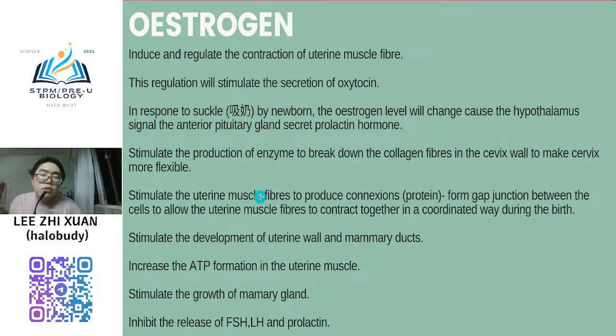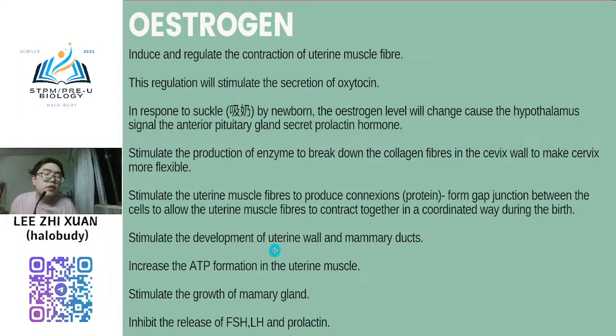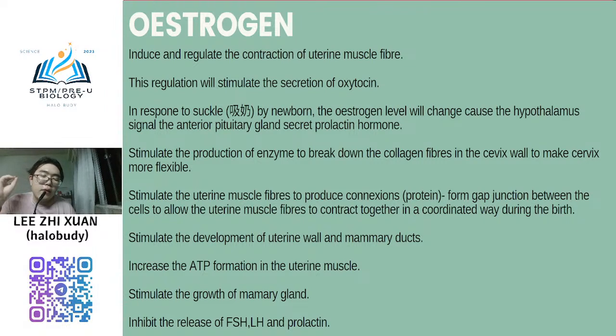It also stimulates the uterine muscle fiber to produce connexin, one type of protein, to form gap junctions between the cells. This allows your muscle fibers to contract together in a coordinated way during the birth. They also stimulate the development of the uterine wall, so this I don't need to mention, and increase the ATP formation inside the uterine muscle. They stimulate the growth of mammary gland. Another function is to inhibit the secretion of FSH, LH, and also prolactin during the early stage. Secretion of prolactin is at the final stage, but in the initial stage, prolactin hormone is inhibited.